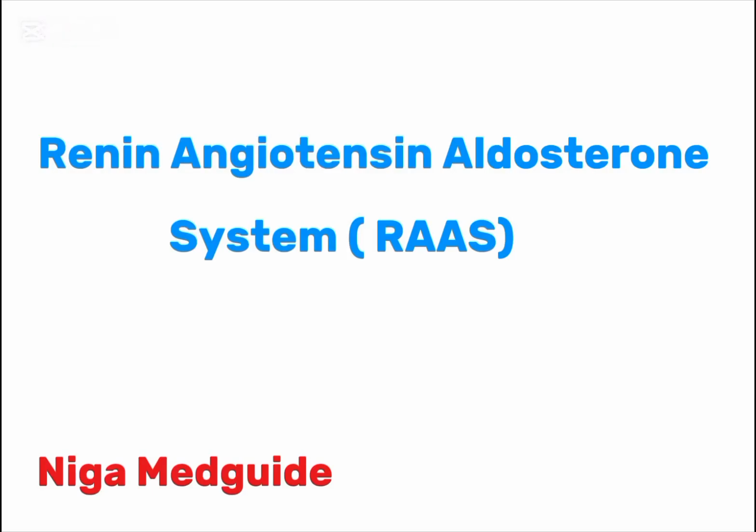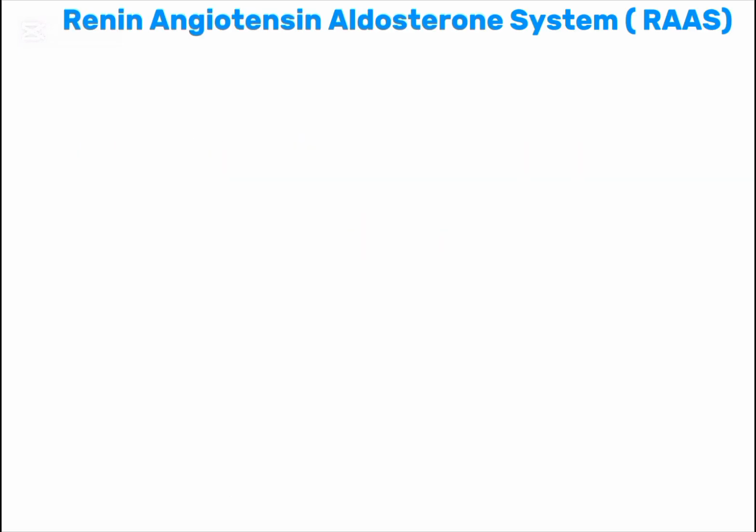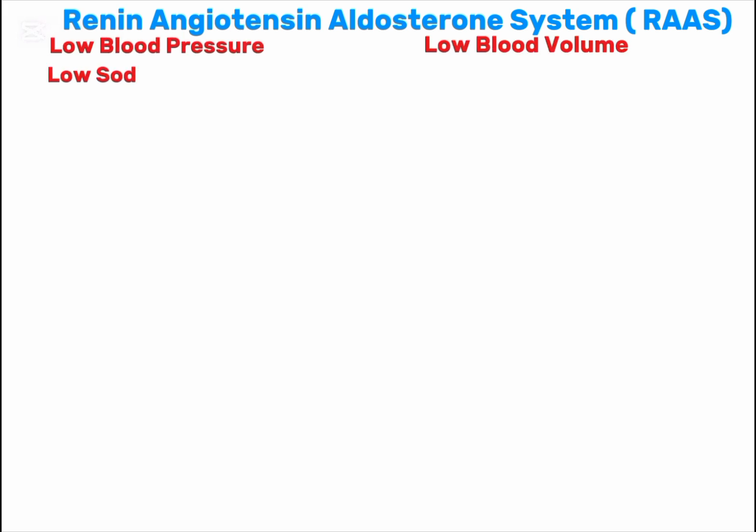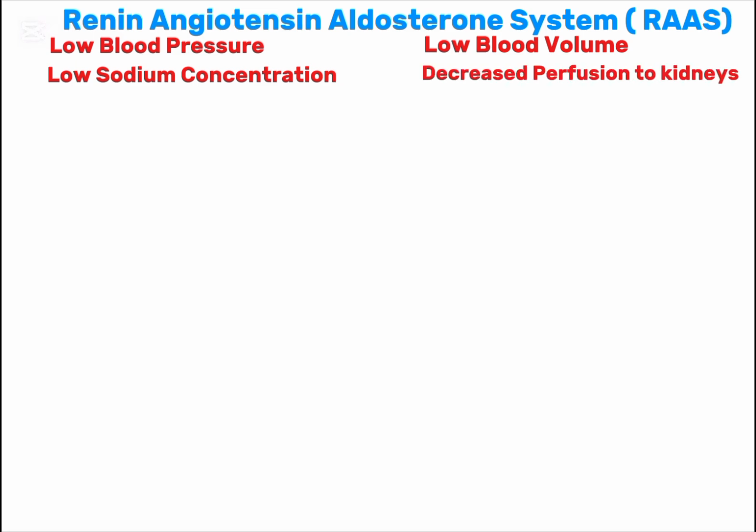Today we will discuss the most important regulatory system of the human body, that is the Renin Angiotensin Aldosterone System, also known as RAAS. This system is very important for maintaining blood pressure, blood volume and fluid electrolyte balance in the body. RAAS is activated in response to various triggers which include low blood pressure, low blood volume, low sodium concentration and decreased perfusion to the kidneys.